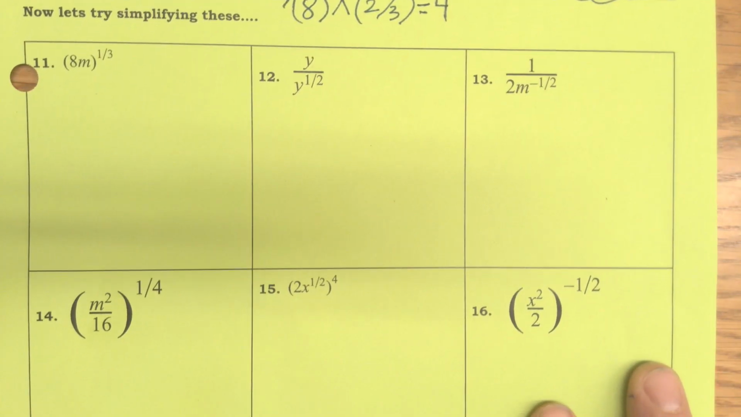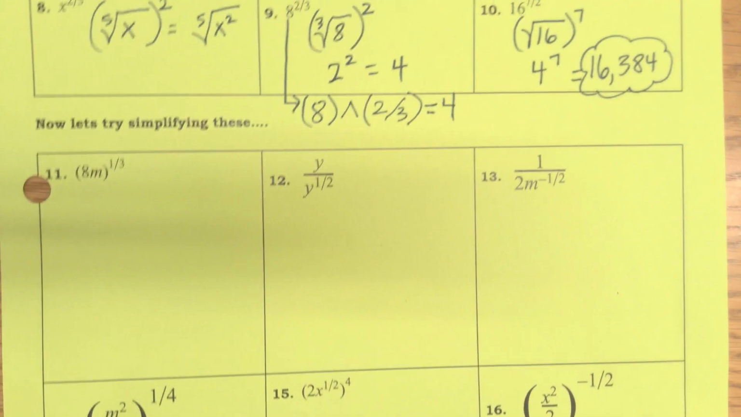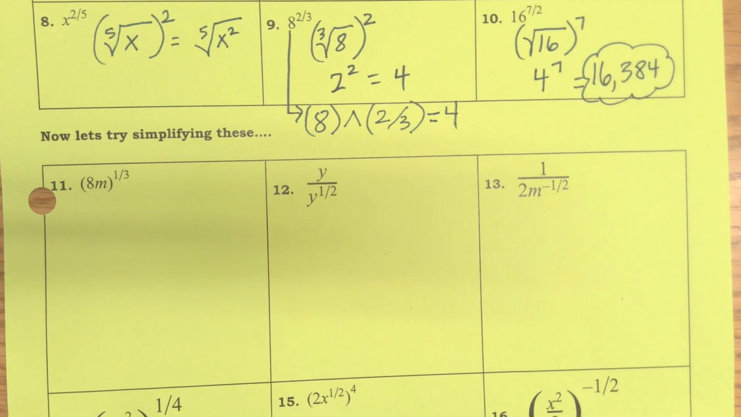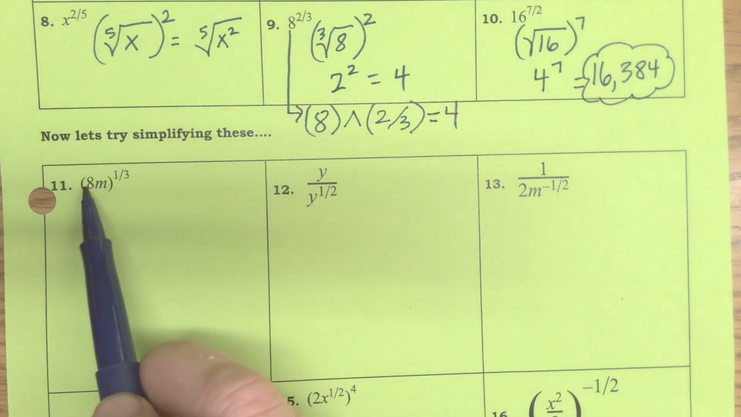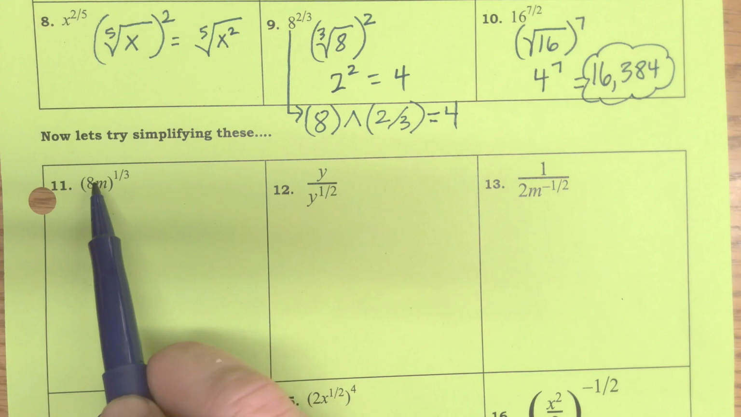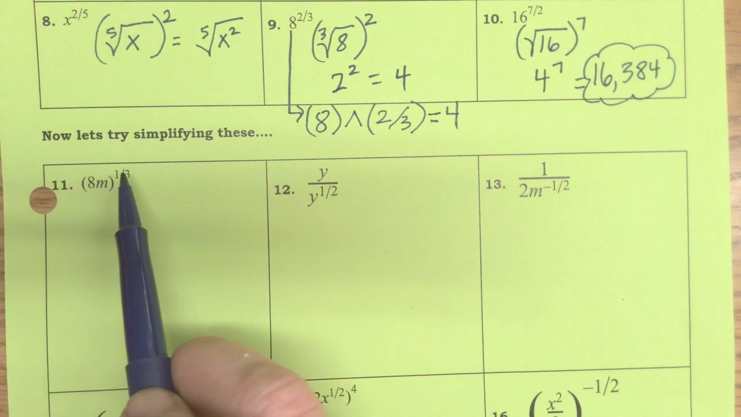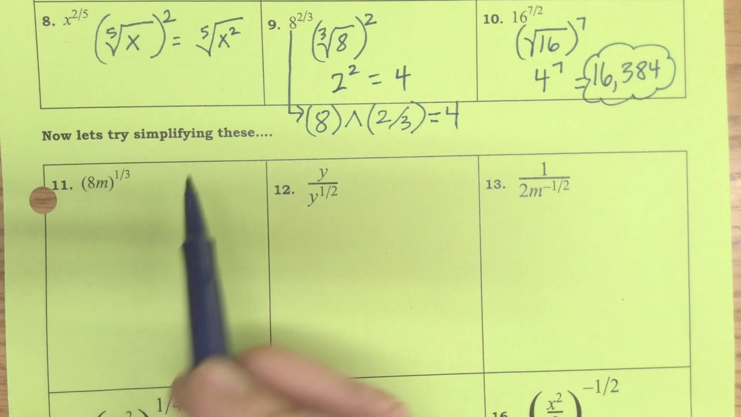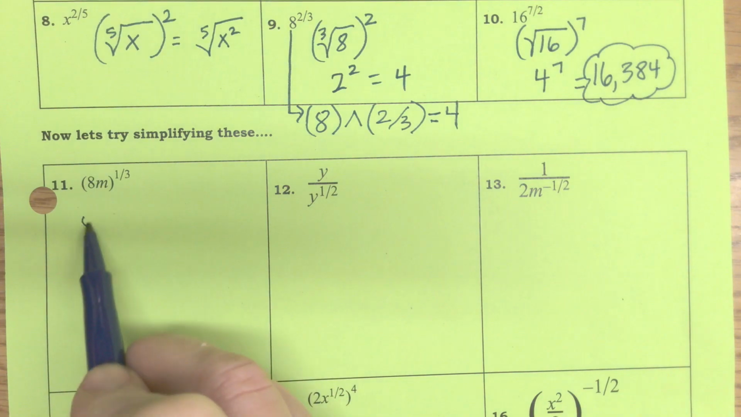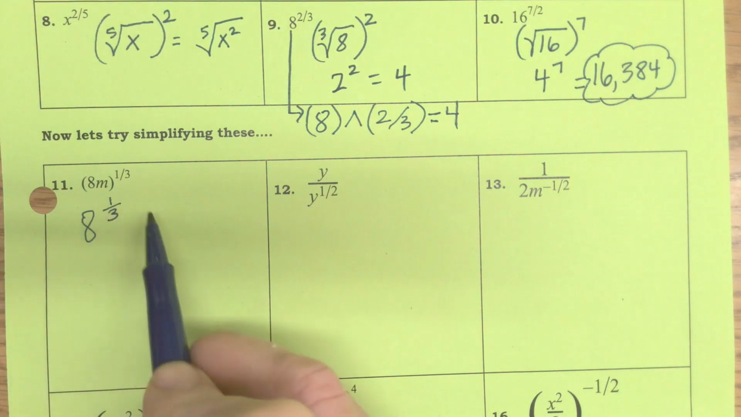So let's try simplifying some of these. If I have 8 to the 1/3, m to the 1/3, that 1/3, the rule we learned, goes to both of them.